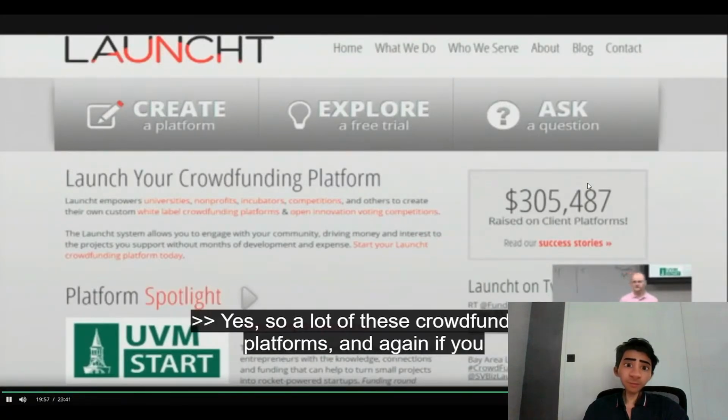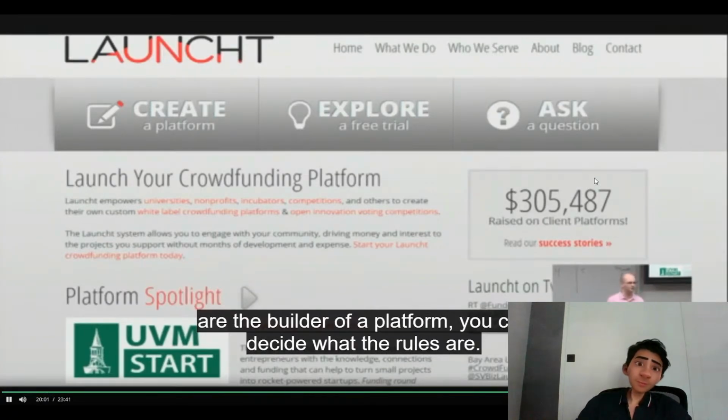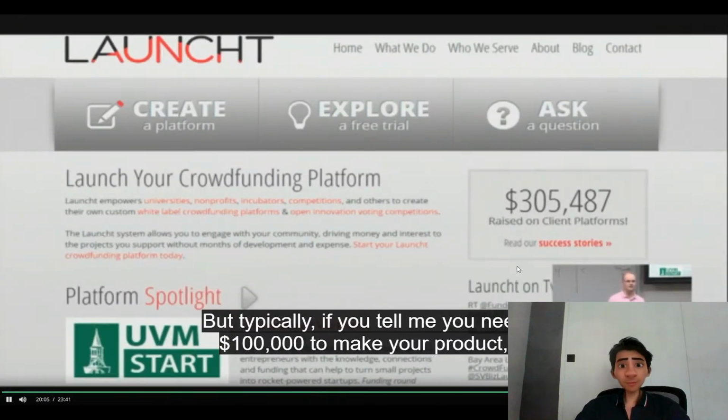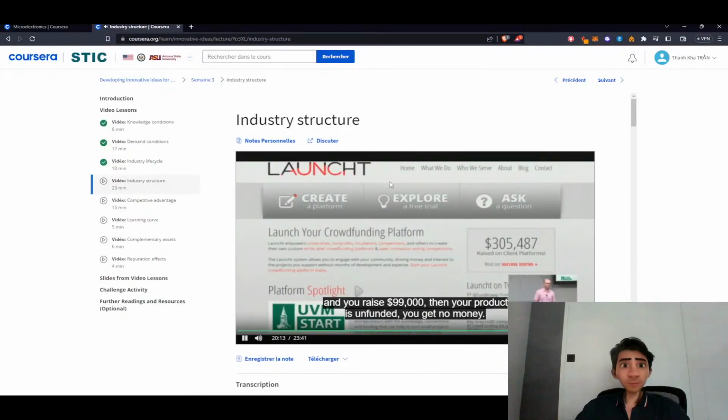Yes. A lot of these crowdfunding platforms, and again, if you are the builder of a platform, you can decide what the rules are. But typically, if you tell me you need $100,000 to make your product, and you raise $99,000, then your product is unfunded. You get no money, and all that money goes back to the people that pledged it initially. It's like if it's going to cost you $500 to buy an airline ticket to get somewhere, and you only have $499, you can't get there. That's the same logic they use: you tell them what you think it's going to cost, and you either raise it or you don't. It's an all or nothing solution.